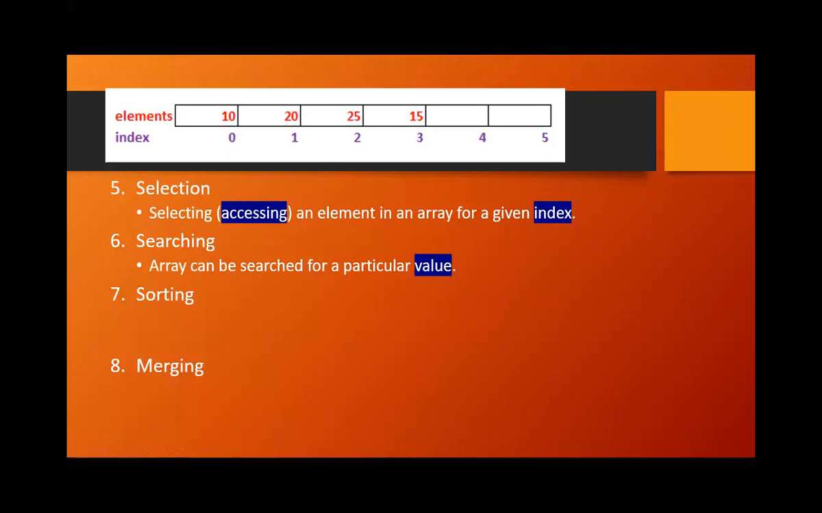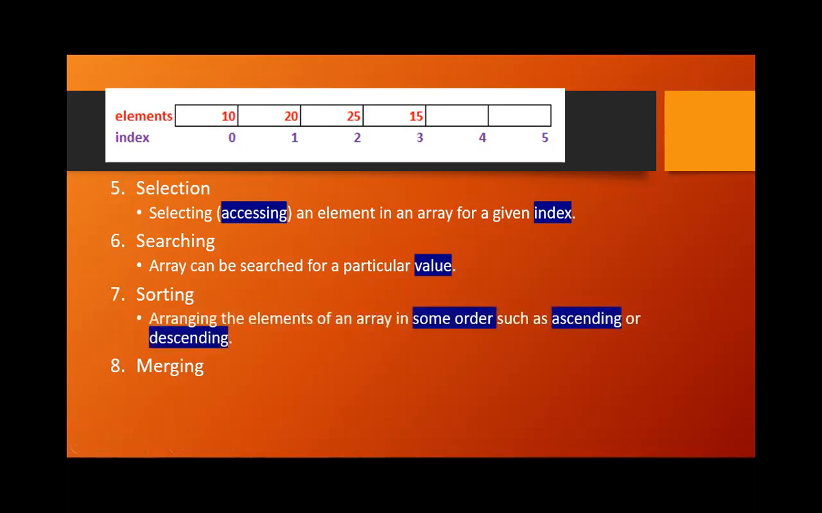Sorting is very straightforward. Sorting means arranging the elements. Arranging can be done in different methods. The common approaches are to arrange the elements in ascending order or in descending order. In ascending order the array will look like 10, 15, 20, and 25. In descending order it will look like 25, 20, 15, and 10. So sorting means arranging the elements in some order, ascending or descending.